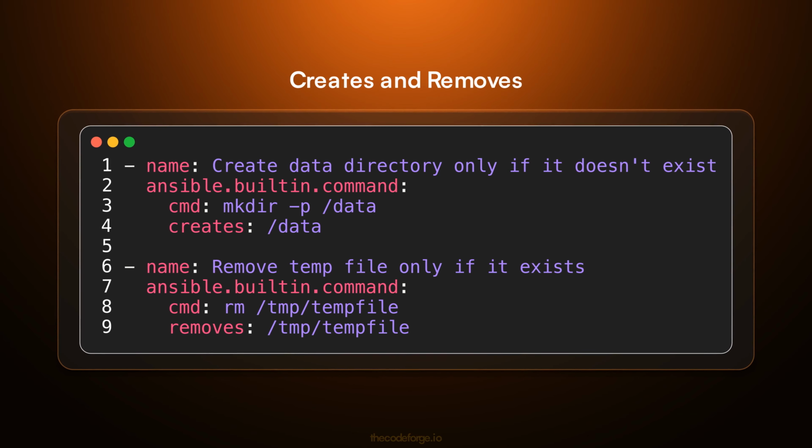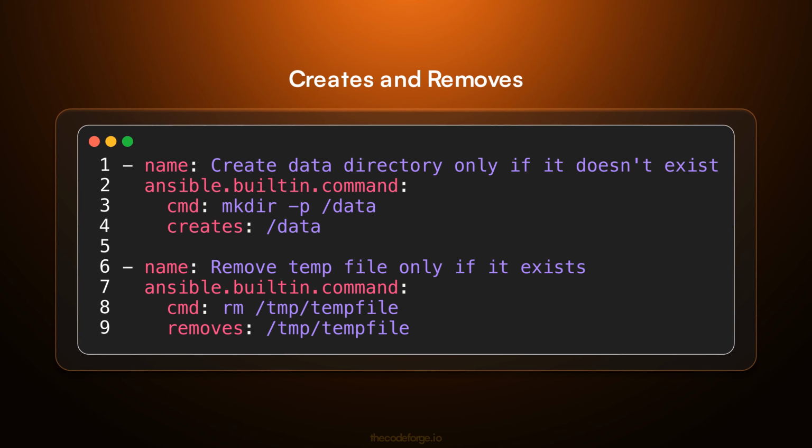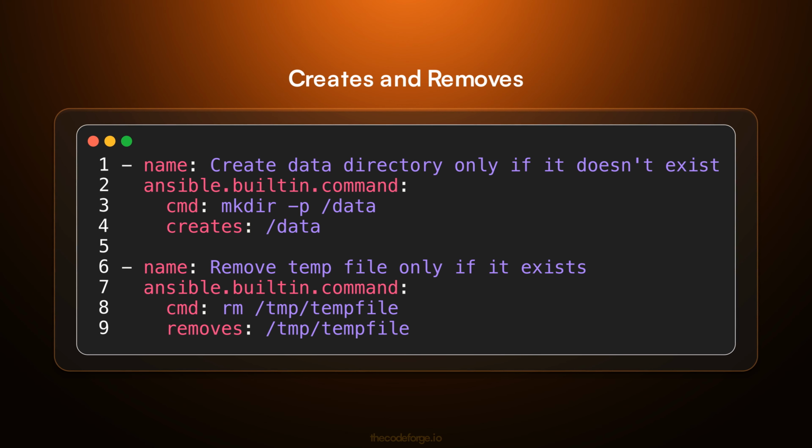Here's how to use them. The first task creates data only if it doesn't exist. The second removes a temp file only if it exists. This ensures your playbook is safe to run multiple times.